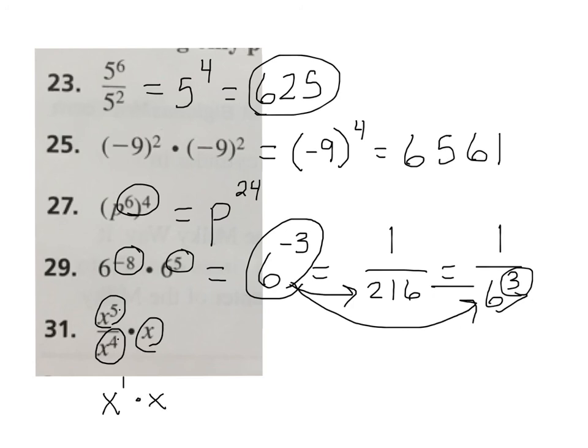Now, what's the exponent when they don't write it? 1. And so now I've got 2 bases that I'm multiplying. When you multiply 2 bases, what do you do with their exponents? Add. So this is going to be x to the what power? To the 2nd power.